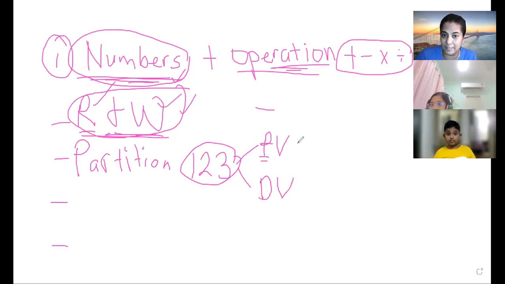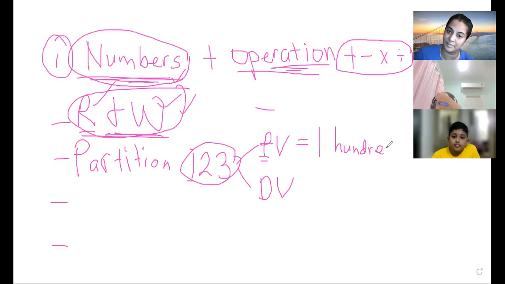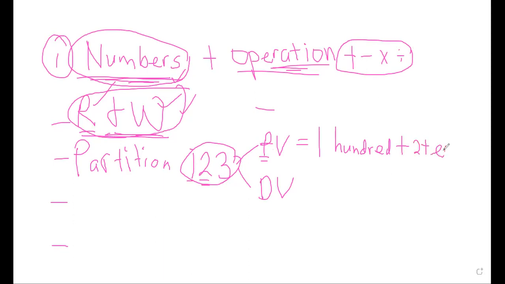What is place value? It means you will write the number 1 and you will tell what is the house. For example, this is in the hundreds house, so you will write 100. Does this look familiar? You have answered this kind of questions before. Put a plus, then 2 what? 2 tens. This is how you answer it. Plus 3 ones. This is called partitioning the number according to place value.